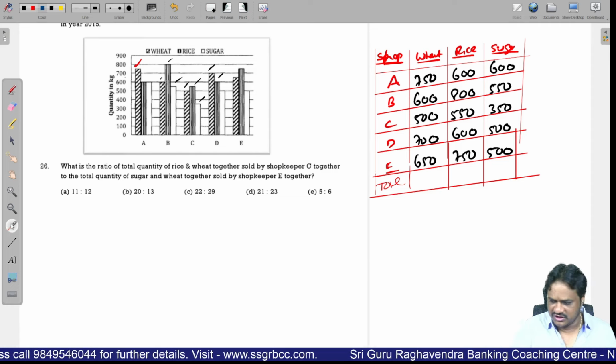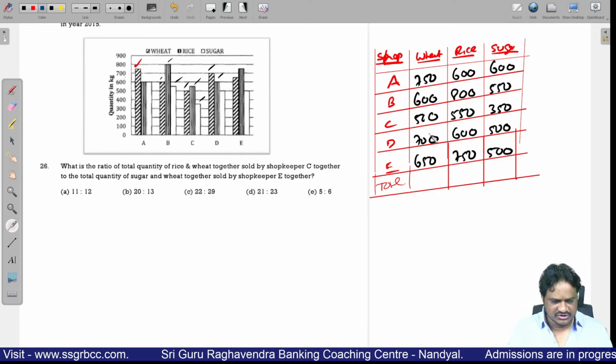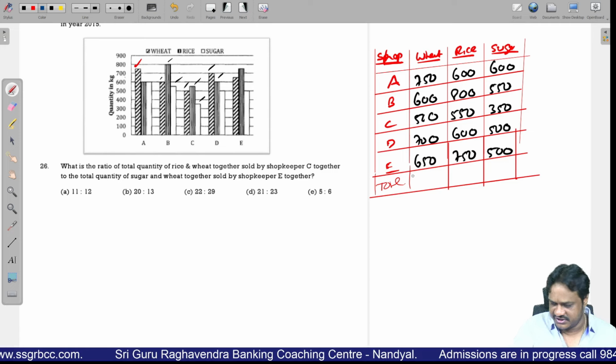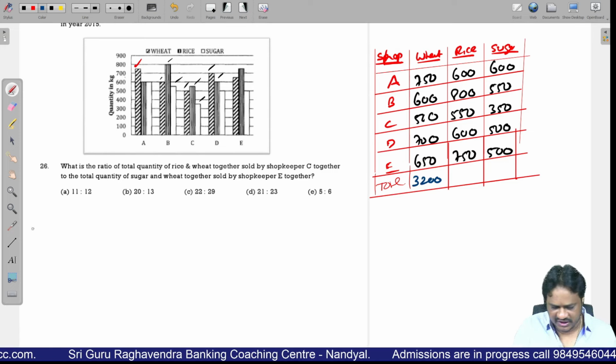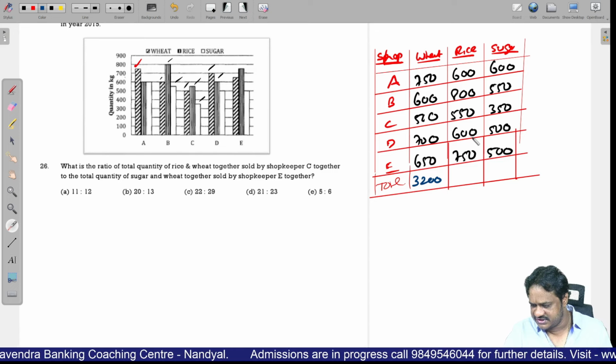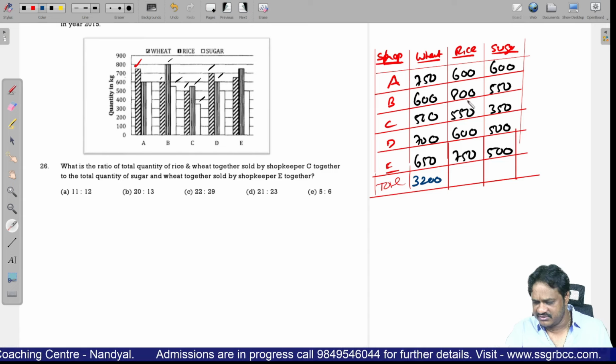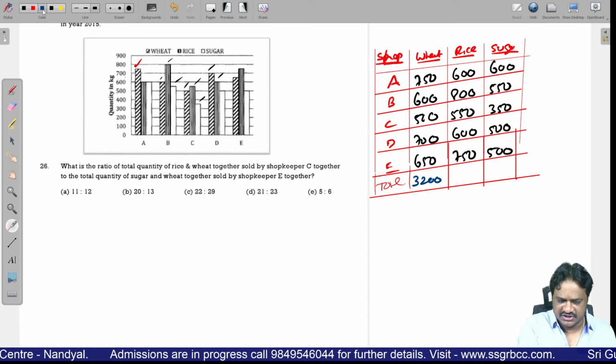Let us do the totals. See this one. 750 plus 650, 1400. 1400 plus 600, 2000. 2500, 3200. The first one is 3200. Let us take this one. 750 plus 550, 1300. 1300 plus 600, 1900. 1900 plus 800, 2700, that is 3300.